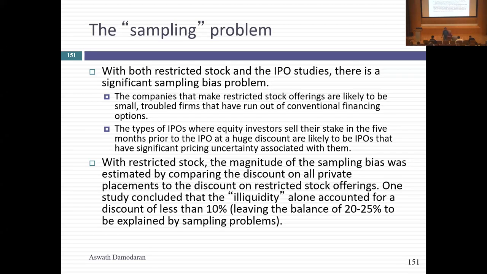It was a huge moment in private company appraisal because now when appraisers went in front of the court and said, we're going to use a 35% discount, you actually got pushback from judges saying, but 20% of that is a sampling bias. Why are you using such a big discount? So no matter how you slice it, there's only so much you can do with restricted stock studies or IPO studies. There's too much sampling bias.